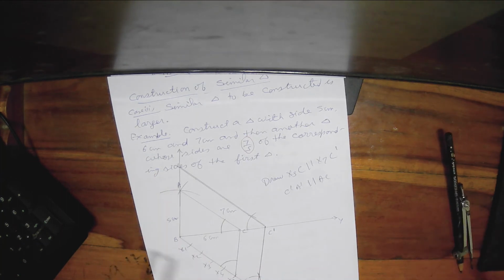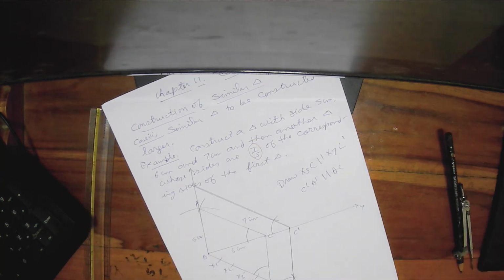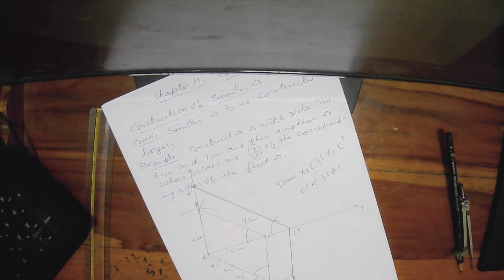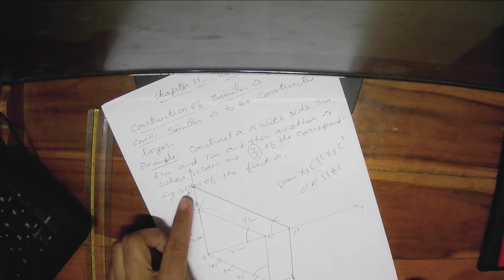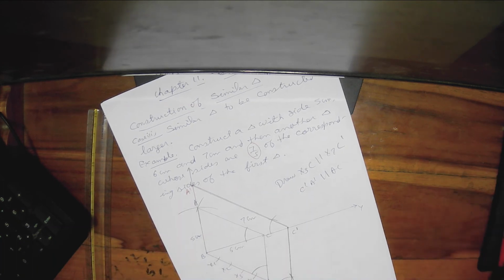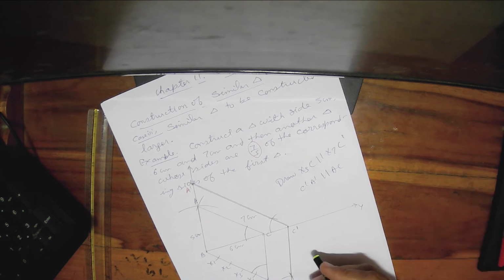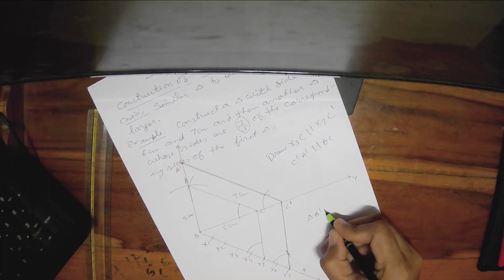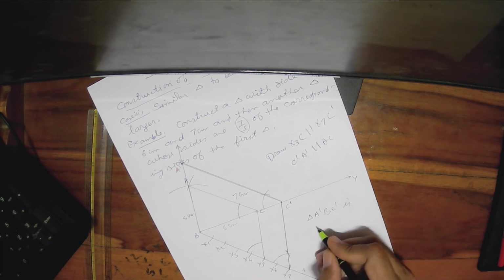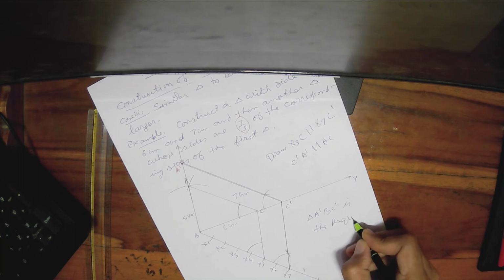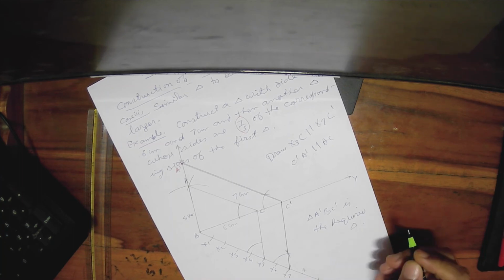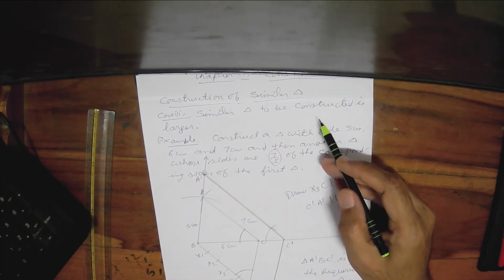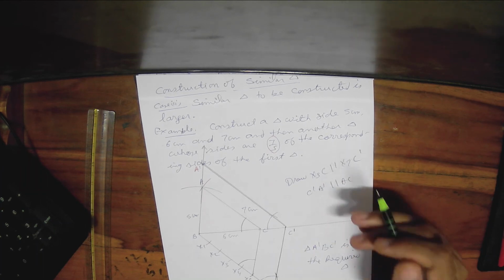So this is our A dash. Now the triangle A dash B C dash is our required triangle. Triangle A dash B C dash is the required triangle. So this is the construction of a triangle which is similar to a given triangle but larger in size.